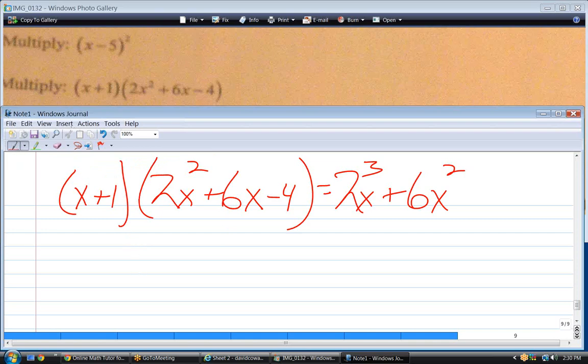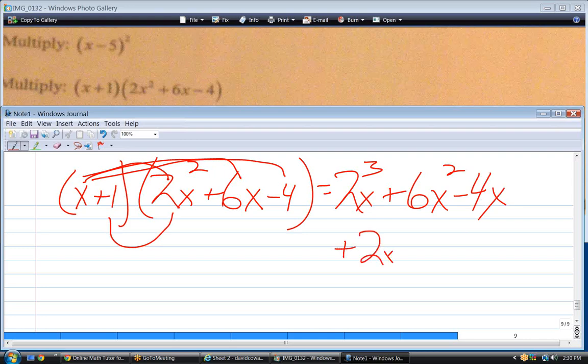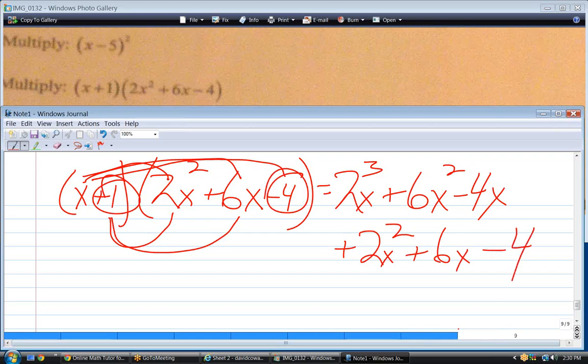Follow a pattern. Do this one times that, and then do this one times that, and then do this one times that, which gives you that minus 4x. Now go back, take the second term times the first. There's another plus 2x squared. The second term times the second. That's another plus 6x. And finally, plus 1 times minus 4, minus 4.